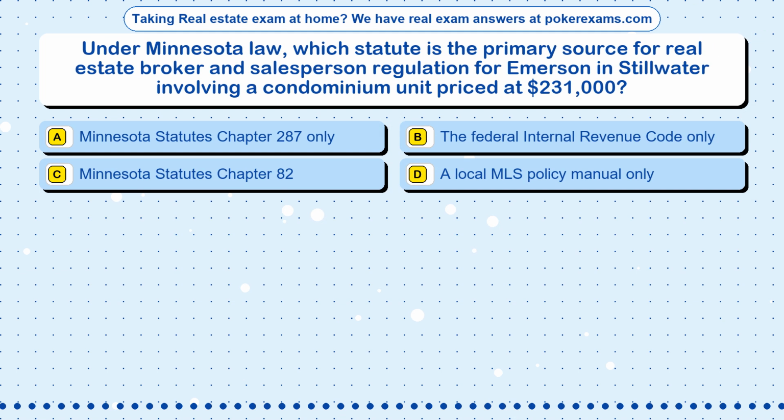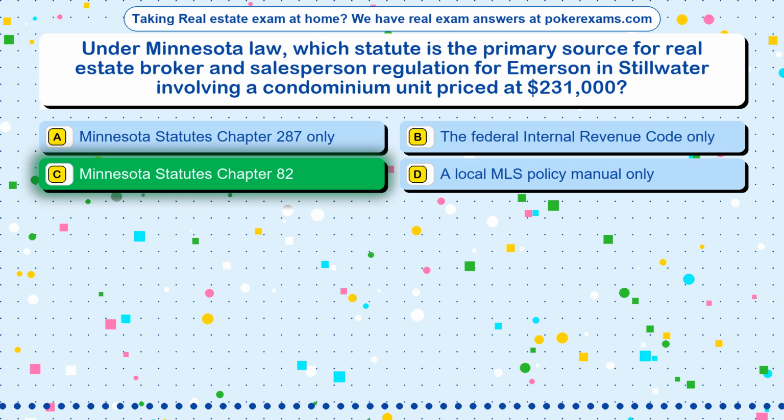Question 39. Under Minnesota law, which statute is the primary source for real estate broker and salesperson regulation for Emerson in Stillwater involving a condominium unit priced at $231,000? Option A, Minnesota Statutes Chapter 287 only. Option B, the Federal Internal Revenue Code only. Option C, Minnesota Statutes Chapter 82. Option D, a local MLS policy manual only.